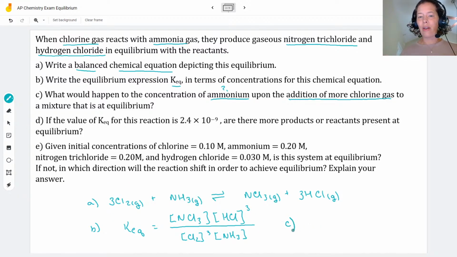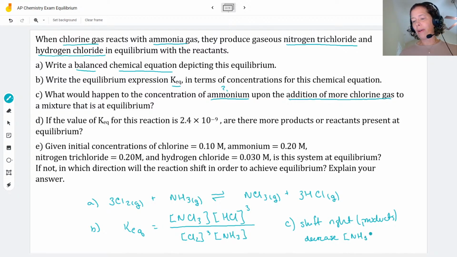I'll squeeze this in over here. If we add more chlorine gas, we are going to shift right, or you could say shift to products. And of course, what would that do to our ammonia, which is also a reactant? That would decrease it. So that would also decrease the concentration of ammonia.